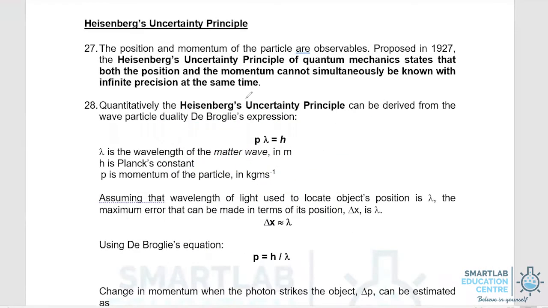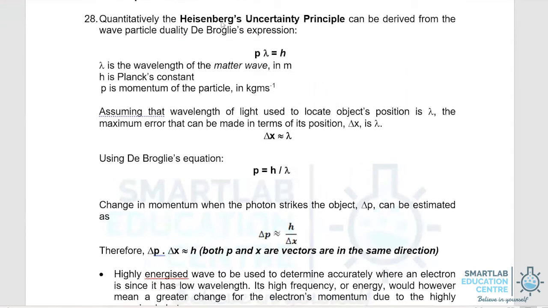Heisenberg's uncertainty principle of quantum mechanics states that both the position and the momentum cannot be simultaneously known with infinite precision at the same time.